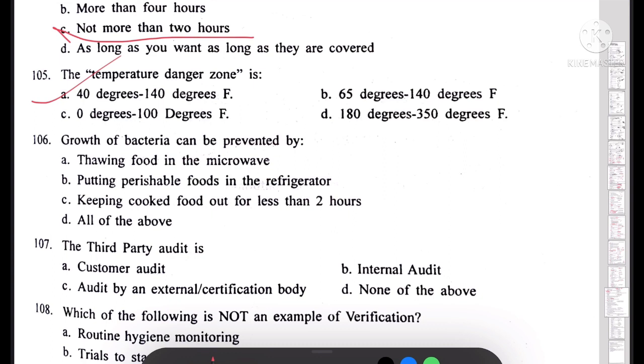Next option, putting perishable foods in the refrigerator, and keeping cooked food out for less than 2 hours, or all of the above. So the correct answer to this is all of the above. All of the above are the options that can prevent the growth of bacteria.